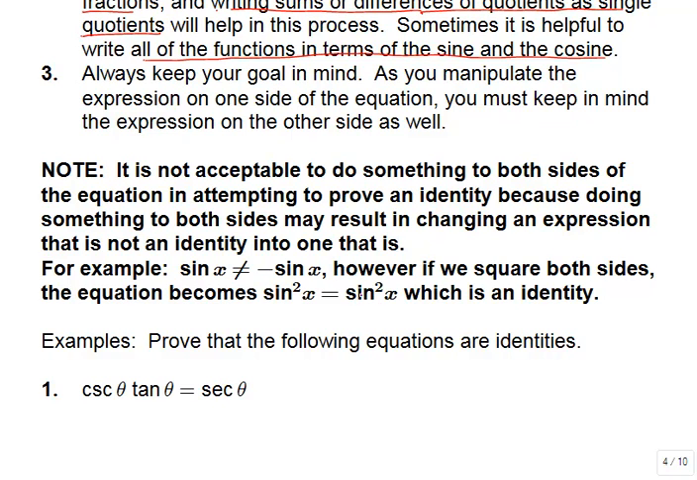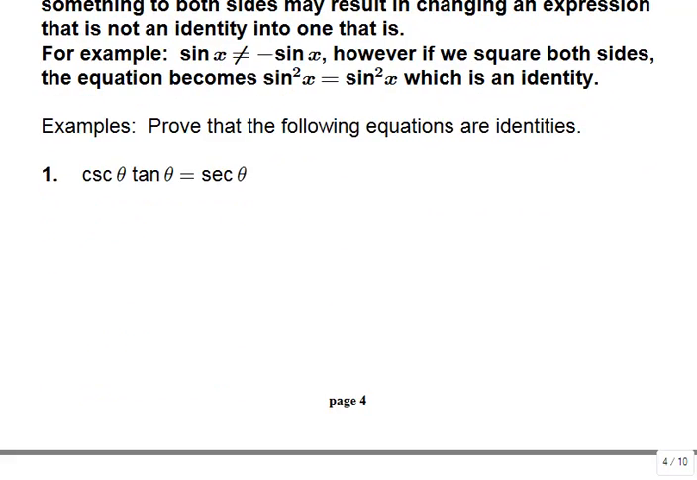That is an identity. But it wasn't when we started with the original equation, sine x not equal to negative sine x. So in other words, don't do things to both sides of the equation simultaneously, because that may affect your identity and turn it into something that is or is not an identity. So let's do a bunch of examples here.